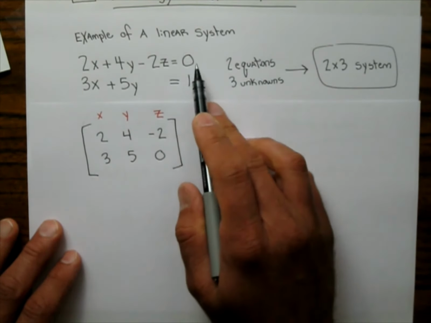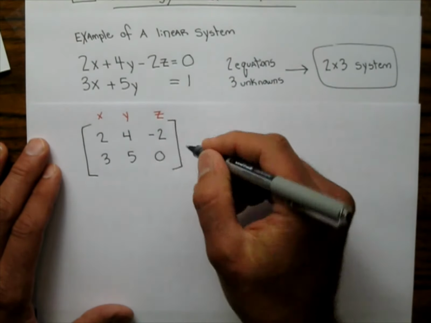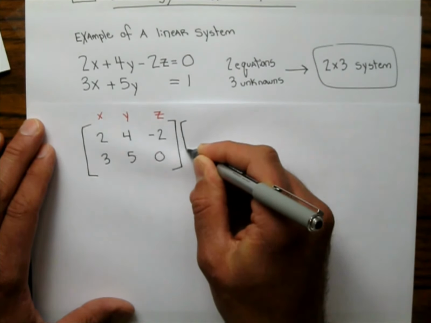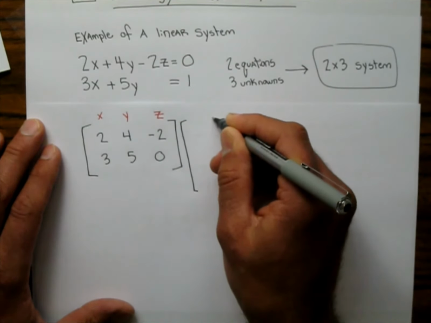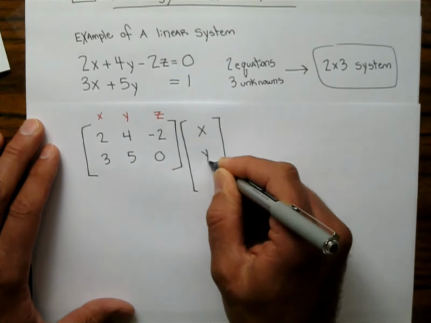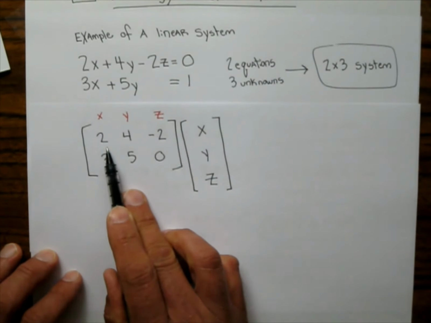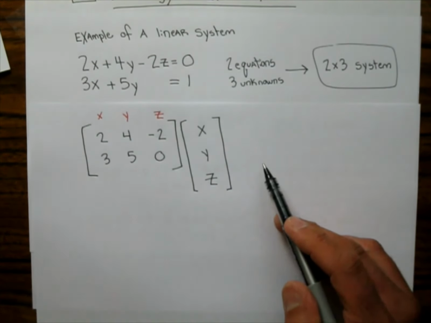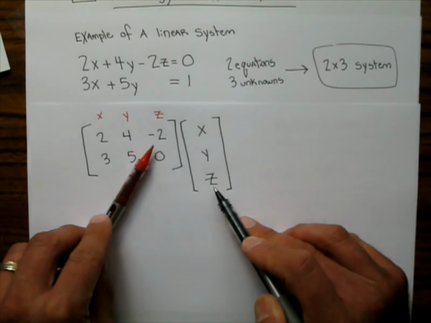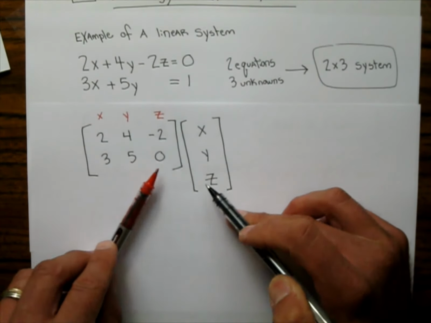Okay, so there is a matrix there. Now some of you might be going, well, what about the 0 and the 1? Well, we'll get to that. My variables in this equation are x, y, z. So watch this. I'm going to put a column vector. It's going to have 3 components, x, y, z. So notice when you do this matrix multiplication, we talked last time about the coyote and the roadrunner. Look, 2x plus 4y minus 2z. That is exactly what that says. And this says 3x plus 5y.